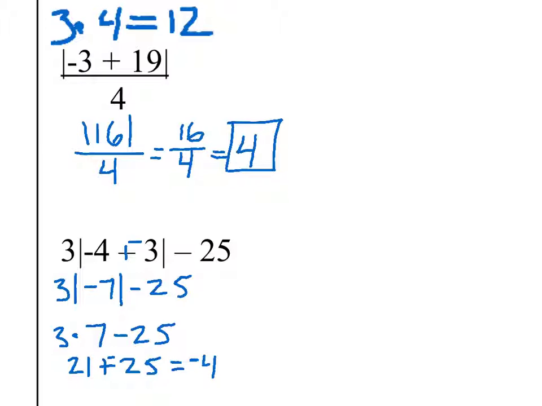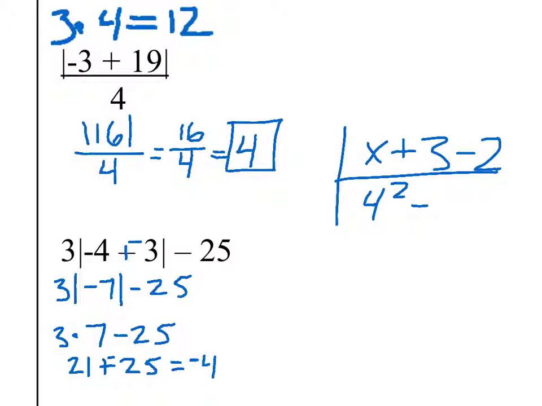Okay? Let's just say 3 minus 4 over 4 squared minus 3x plus 2. If all of it was inside absolute value brackets like that, then yes, the answer would have to be positive. But if there are things outside the absolute value symbols, the answer could be negative.